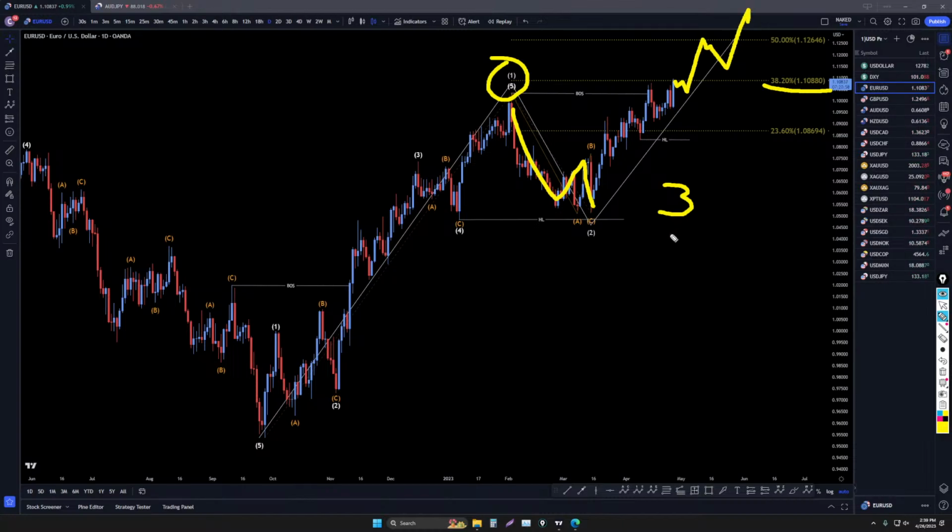I think we're in a wave 3, and I think if you watch my full top down analysis, you'll see that I believe that we have a long ways to go on the higher time frames, weekly and monthly, to the upside.